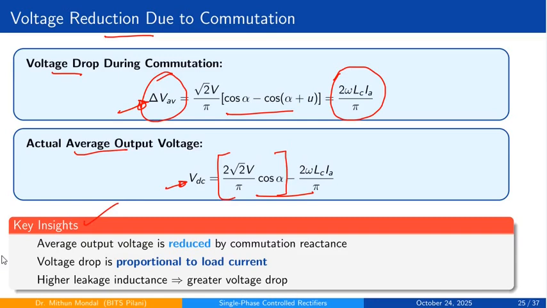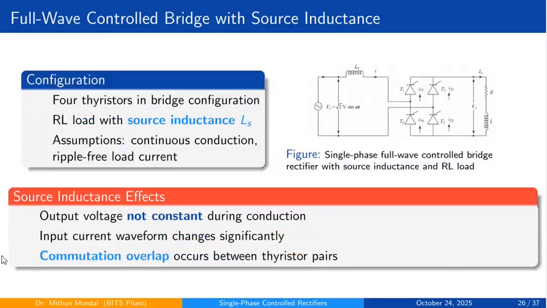So the key insight is that the average output voltage will be reduced by the commutation reactance, and the voltage drop is proportional to the load current. So if you see the voltage drop, it is proportional to the current. Higher leakage inductance will cause a greater voltage drop. So if you have more leakage inductance connected with the thyristor, then you will have a greater voltage drop.